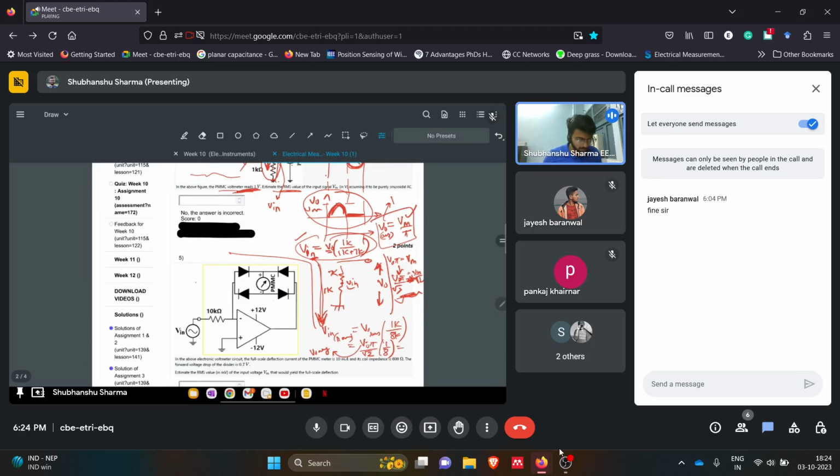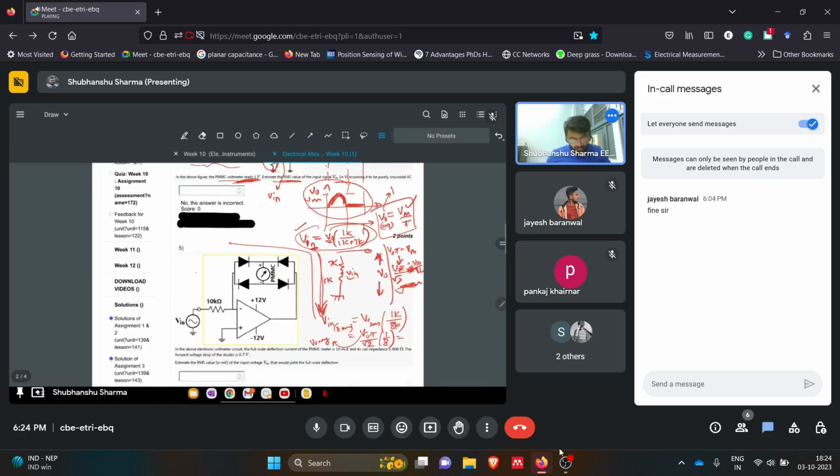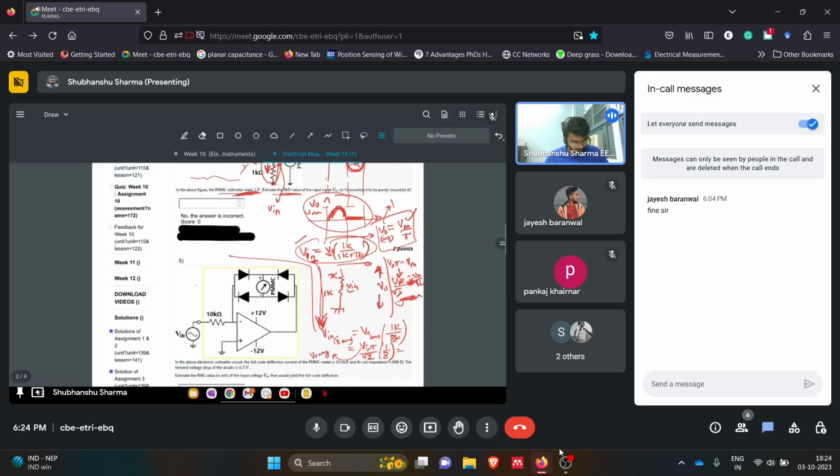I think it became a little clumsy, but if you are following, it's fine. So this is V naught average. So this will be 1 into pi by 8 root 2. So you can solve this further. It's fine.